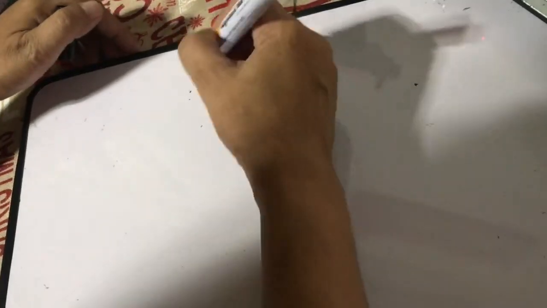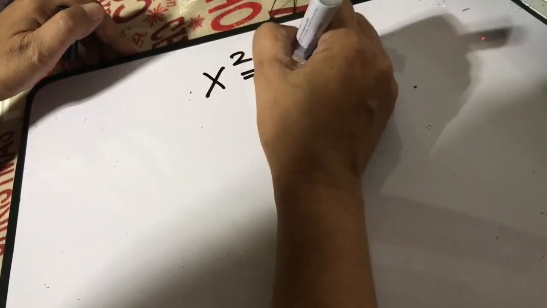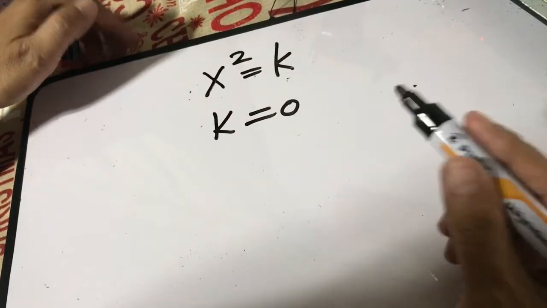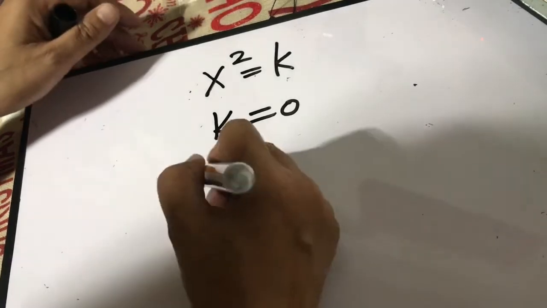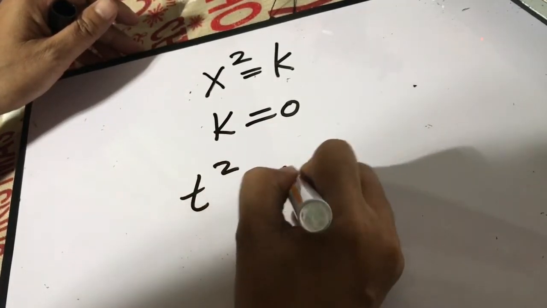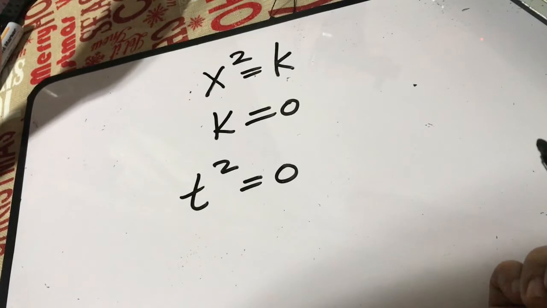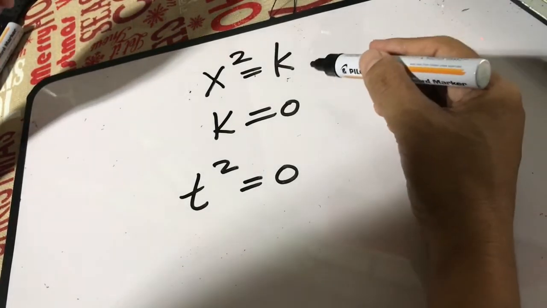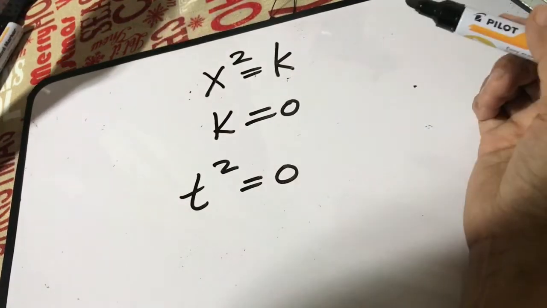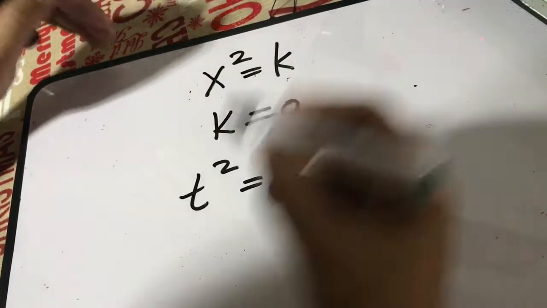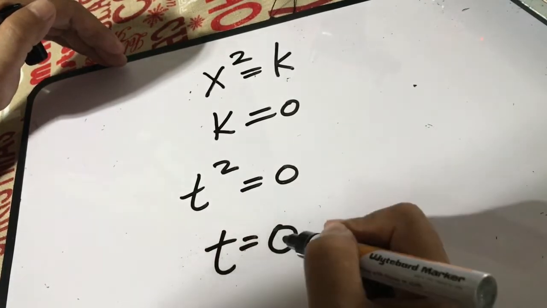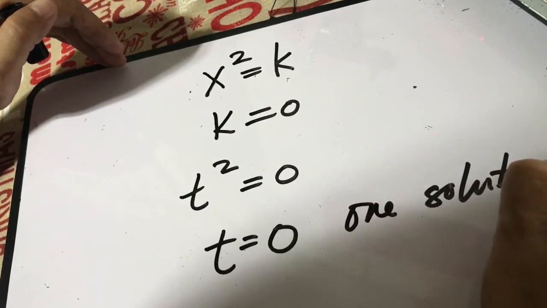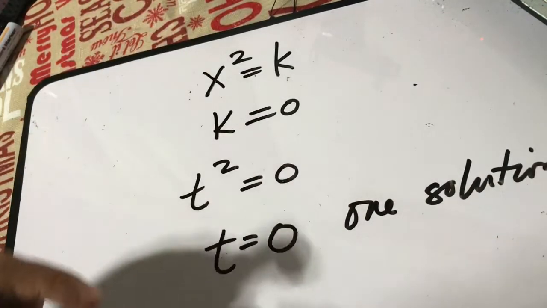Again, for the second property, x squared is equal to k if k is equal to 0. So, let's say for example, we have an equation that is t squared is equal to 0. How many solutions, how many roots? Okay. So, from the property, if k is equal to 0, it says there that we have one solution. Therefore, t here is equal to 0. So, it has one solution. So, there are no other solutions.